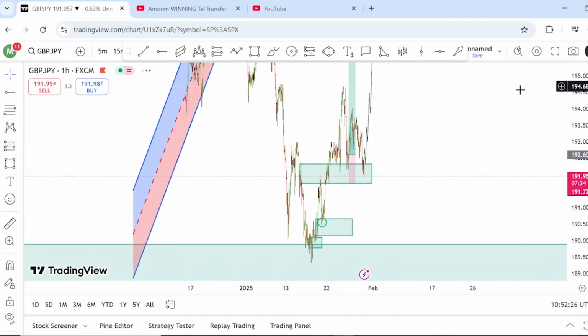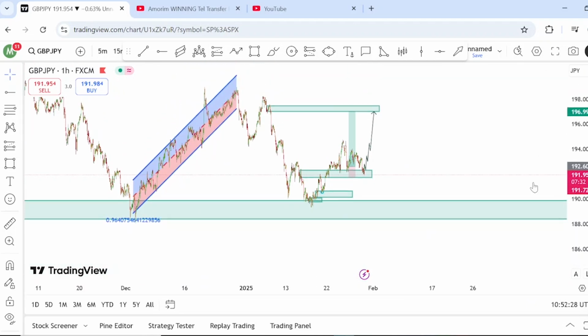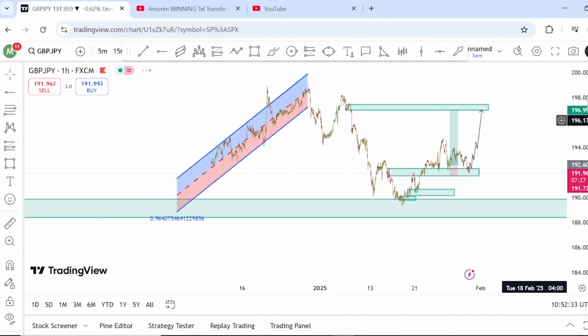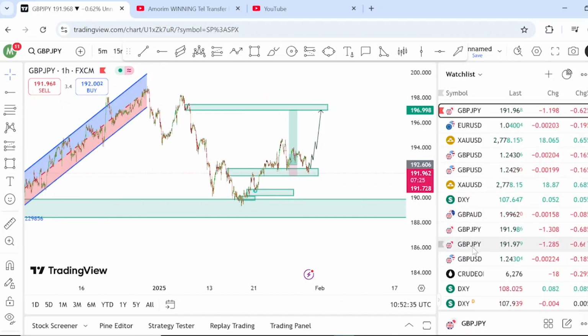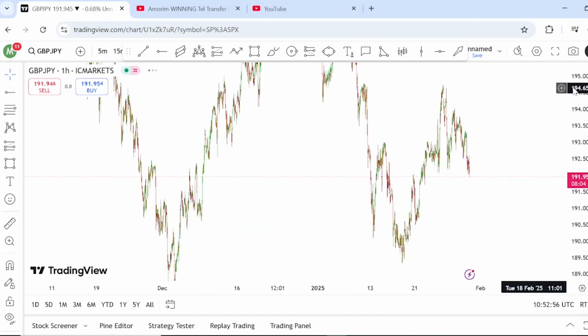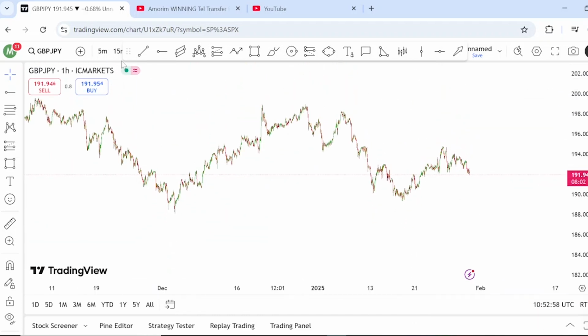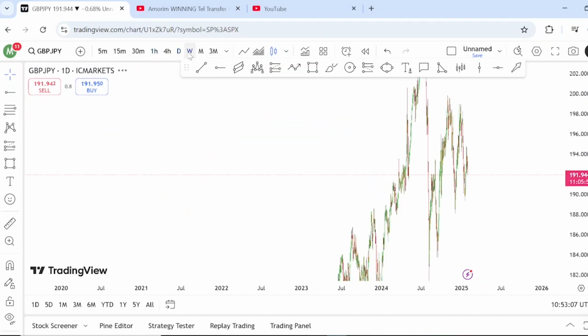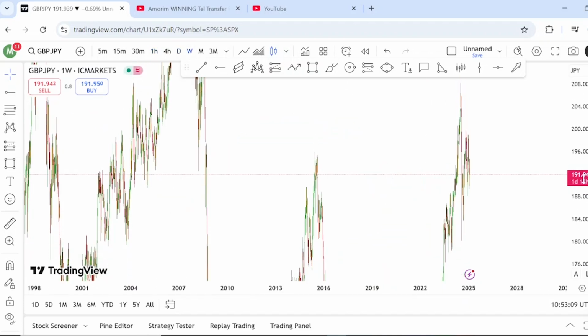So now let's move to at least GBPJPY, that's GJ. This is an amazing pair that I like in the market. Let's see from the last years, from 2020, this pair has been moving up. Let's start from the higher time frame and see where the market is now on the weekly time frame.